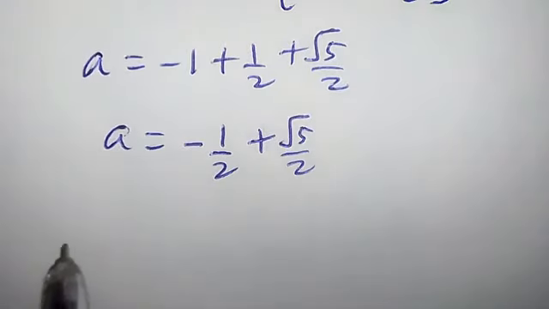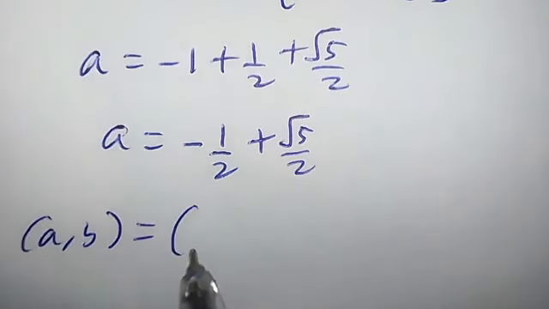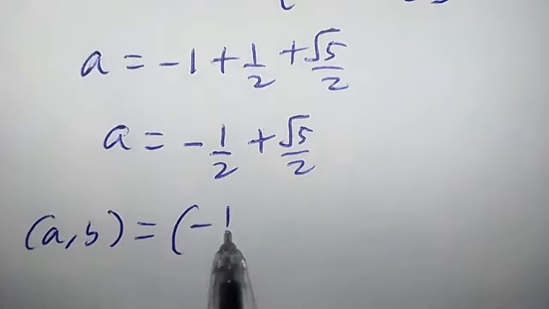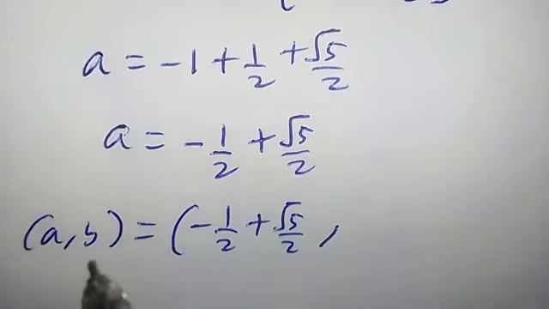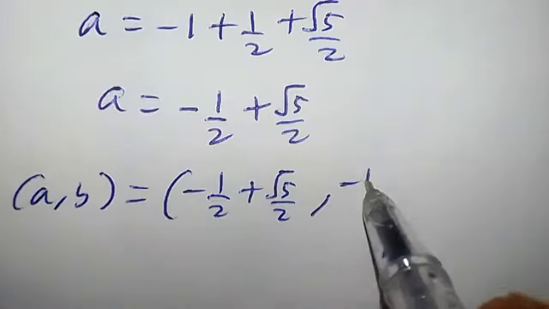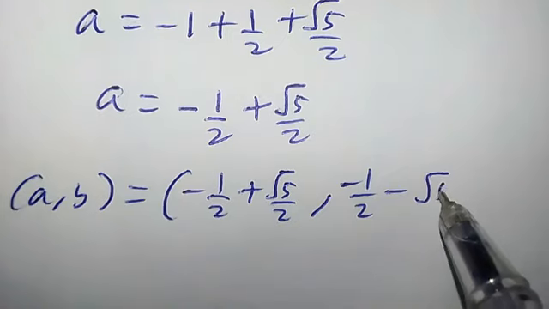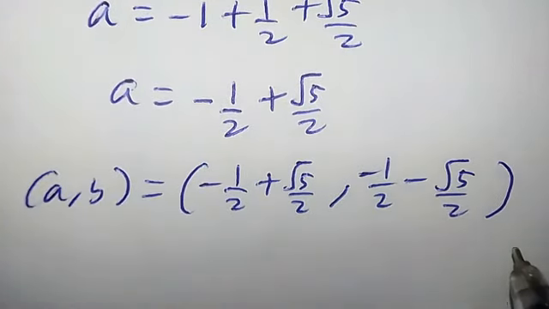That means the fourth solution, A comma B is equal to what? A is this, minus half plus square root of 5 over 2, comma, what is B? Our B is this, minus half minus square root of 5 over 2. This is the fourth solution.